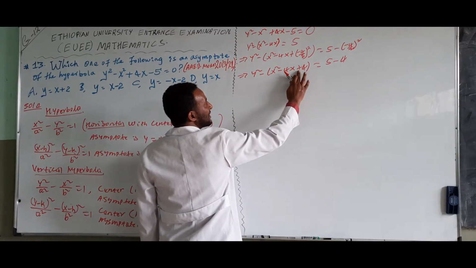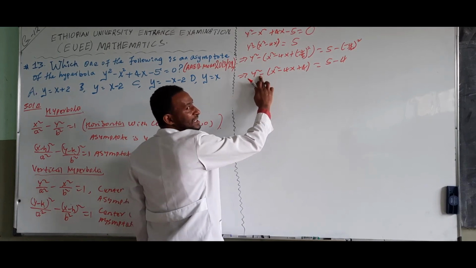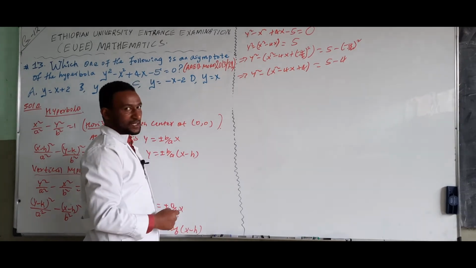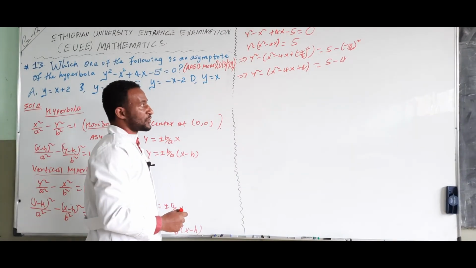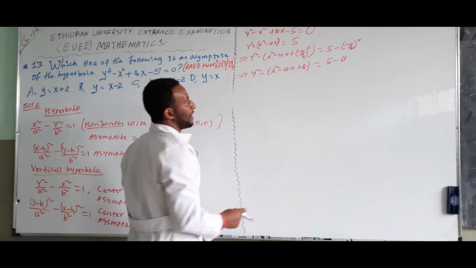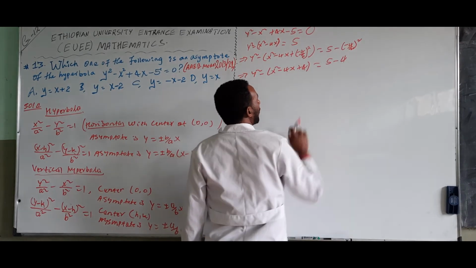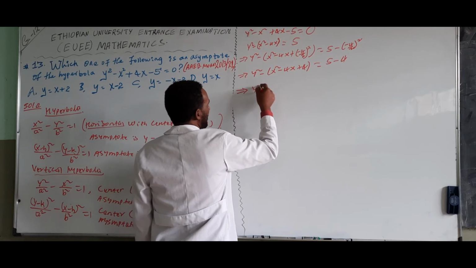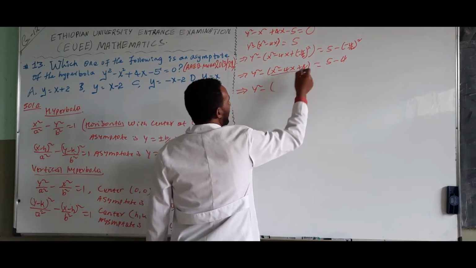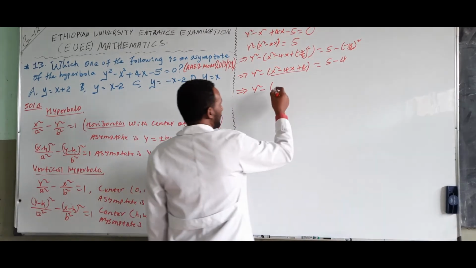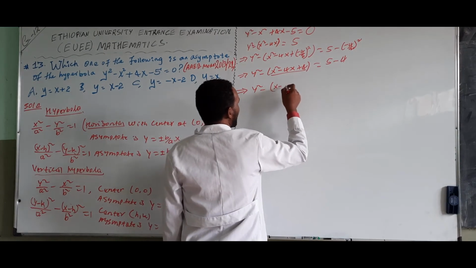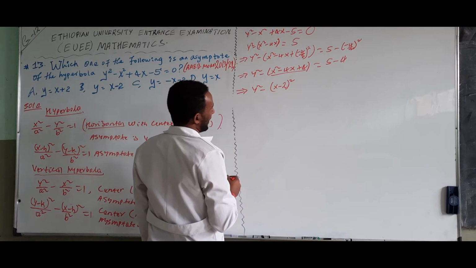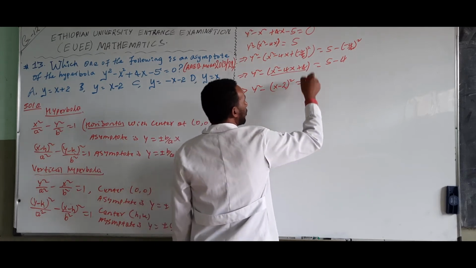This plus becomes minus by this minus sign when we use the distribution method. Therefore, we have to subtract 4 from both sides. Then it implies that y square minus, when we factorize this one, x minus 2 whole square, is equal to 1.